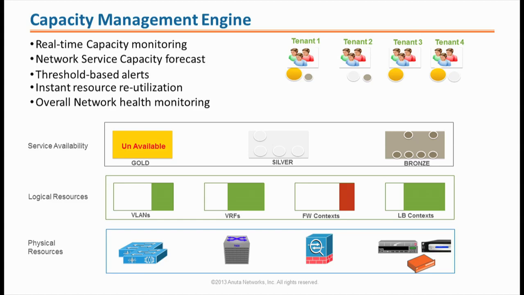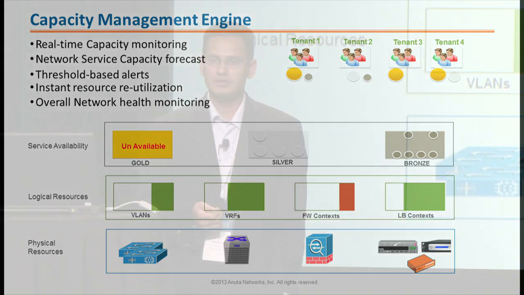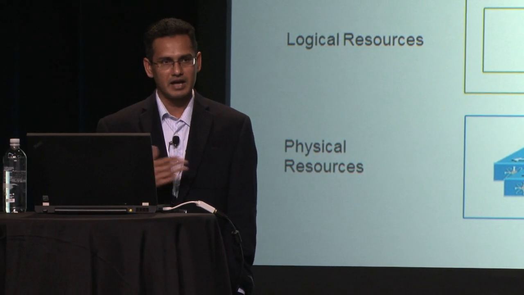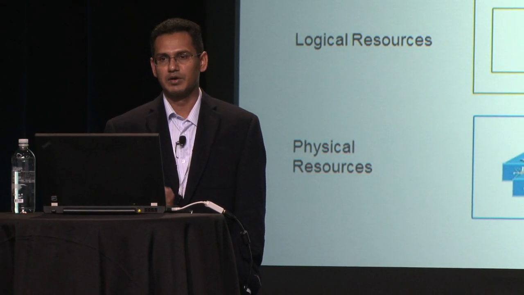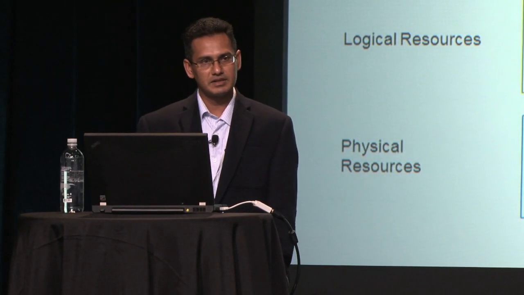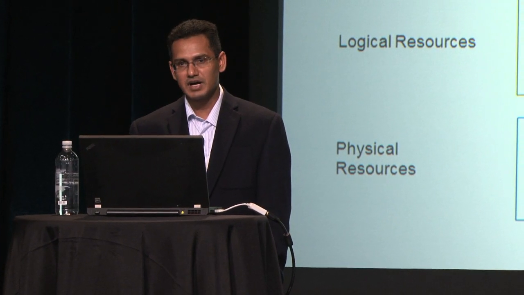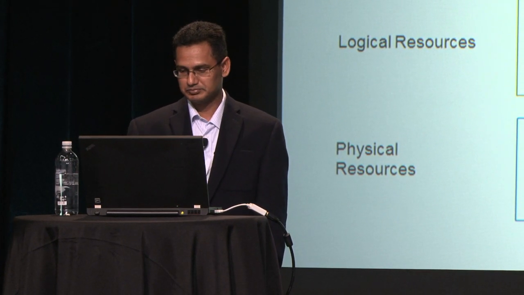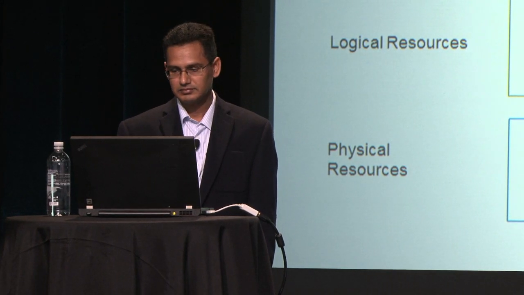So for example, a gold service requires a firewall, okay? And if you run out of firewall contexts or reach a certain threshold, we will alert the administrator. And we also provide network-wide, pod-level health monitoring. Using this information, it enables the providers to optimize network utilization. So that briefly covers the features that we provide.